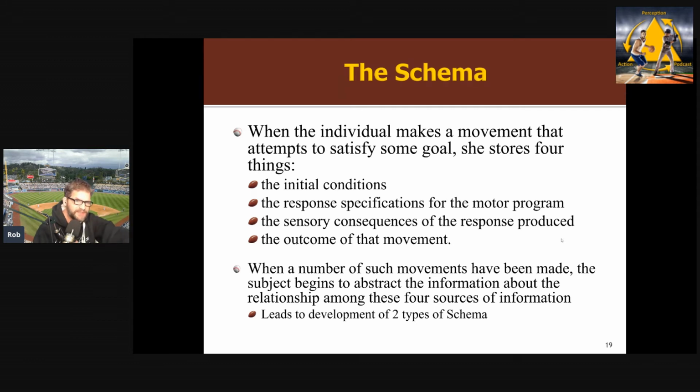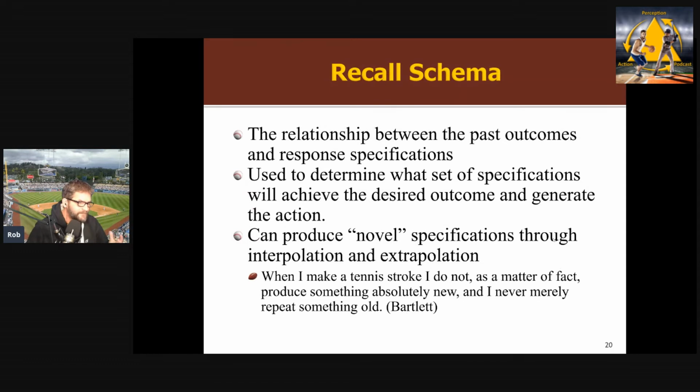When I move, I generate sensory consequences of that movement. So I generate proprioceptive information, and I generate visual information about where my hand goes. And then when I move, I create an outcome: did I hit the target? So for Schmidt, we take all those things and store them together while we're learning. What we learn is a relationship between these things. We begin to compare and contrast them, and we abstract and pull out a relationship. We create associations between them. And for him, this leads to 2 types of schema. The recall schema is the relationship between the specifications I gave and the outcomes that happen.